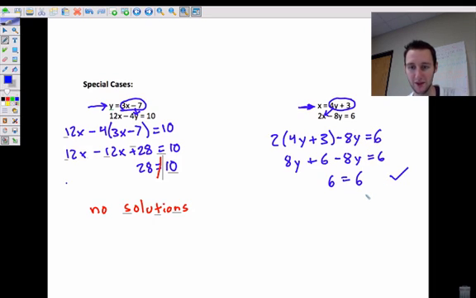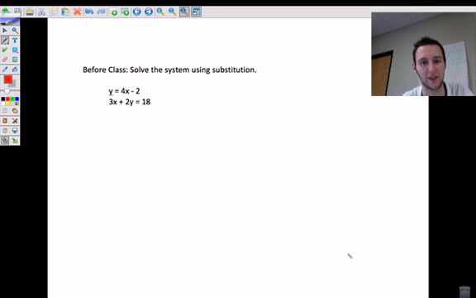6 does equal 6. So what that means is that the answer to this is actually infinite solutions. Okay, you can plug in anything you want for x. These end up being the same line if you graph them. Okay, so 6 does equal 6. So we say there are infinite solutions. Okay, or these lines intersect at an infinite number of points. Okay. So those are the two special cases.